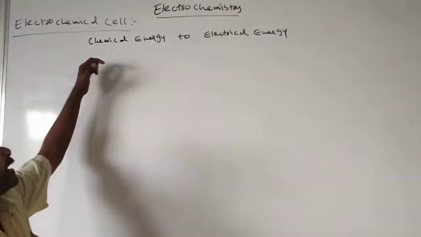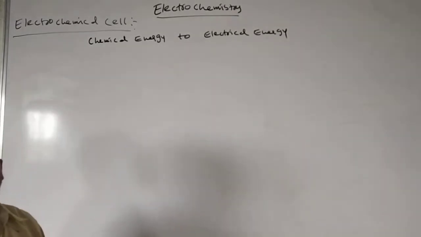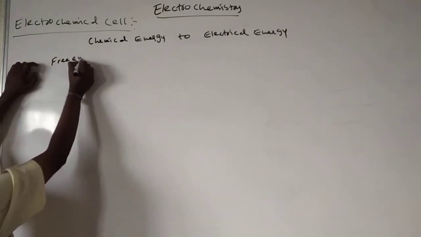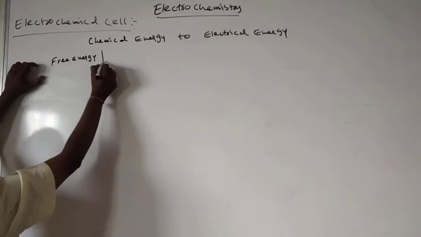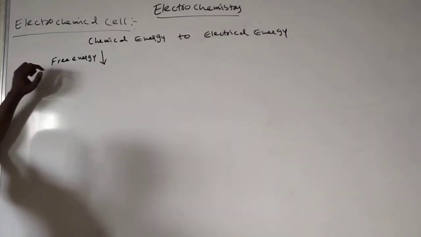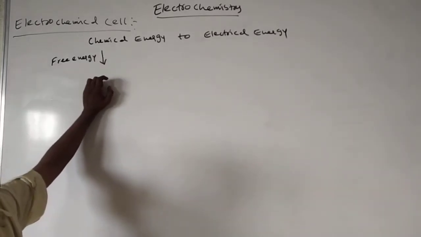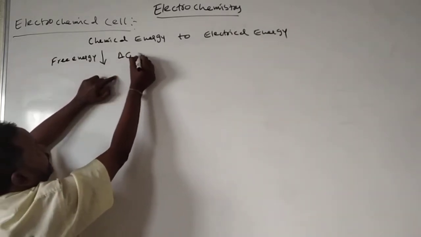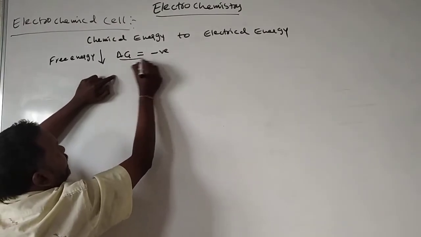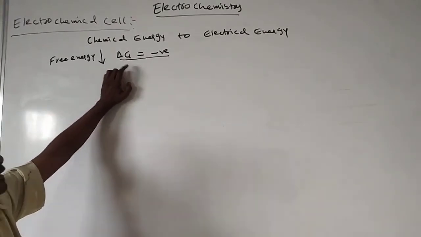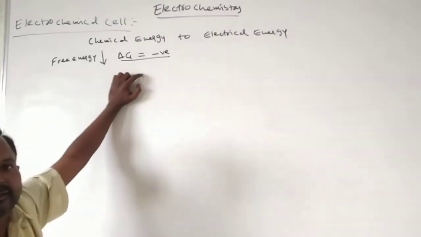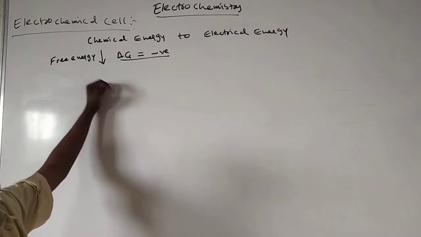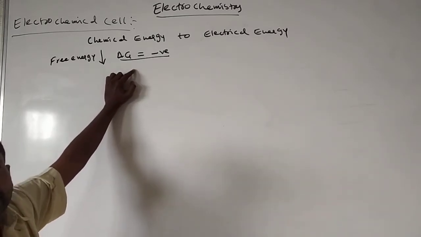Okay, while chemical energy is converting into electrical energy, the free energy decreases. Here, the free energy of that particular molecule decreases. Free energy is nothing but delta G. Delta G decreases means it should be negative. Decrease means a negative value here.